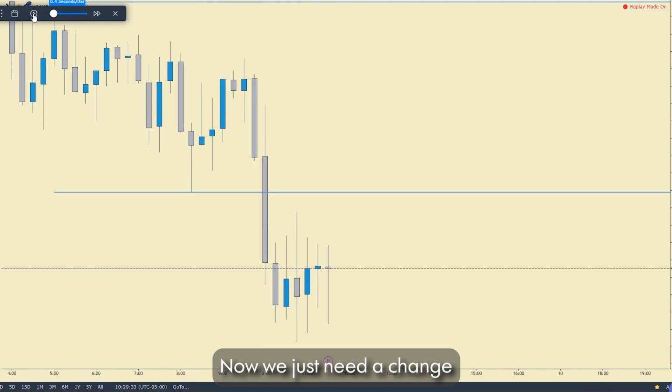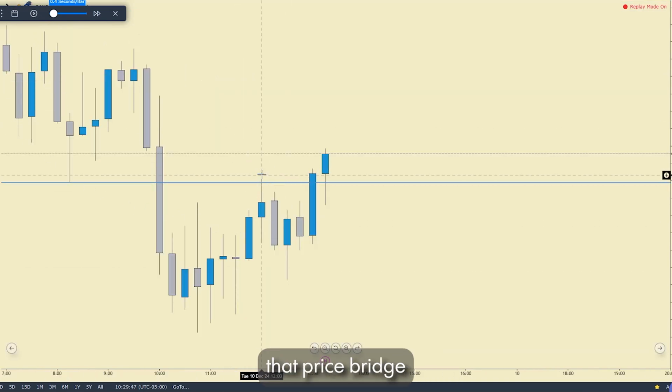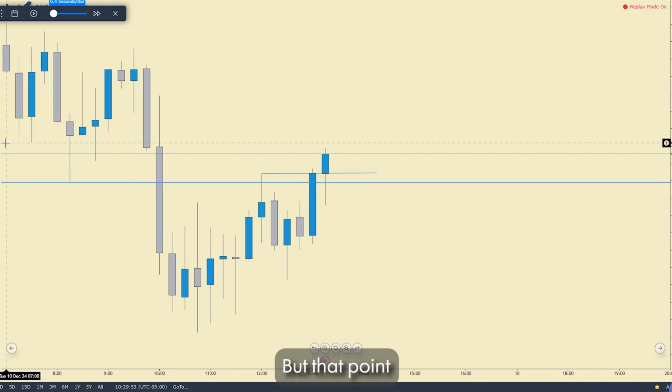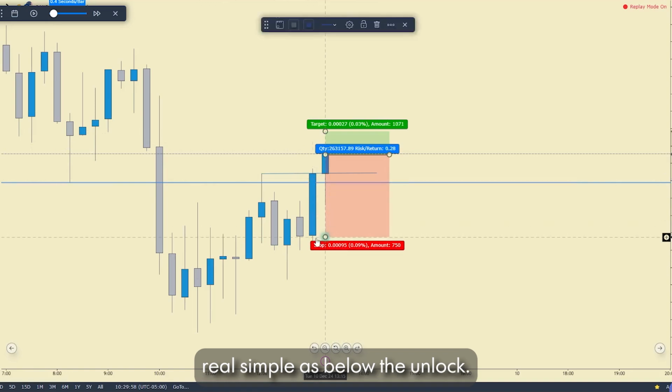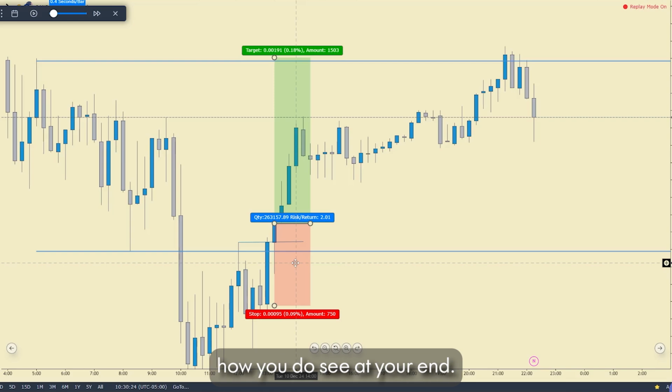Now we just need a change in state of delivery, and now there we get our first change in state of delivery. As you can see, price breaks above a structural point and it closes above that point, and now we can enter right over there, stop loss below the order block, and then we target the opposing side of the range. Okay, and then that's another example of how you use your CRT range.